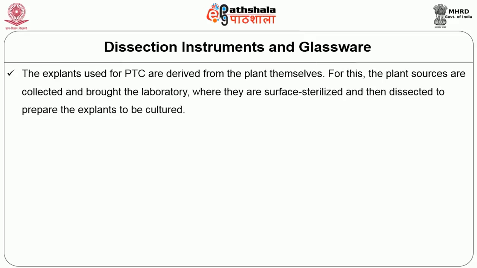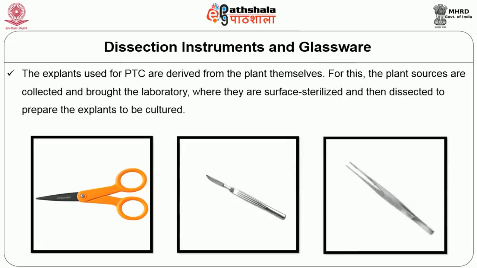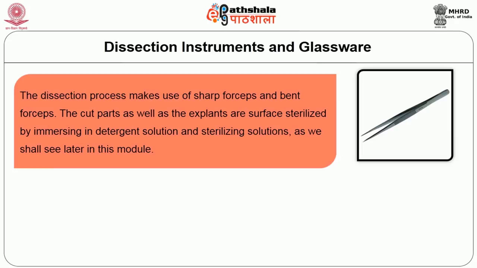For this purpose, specific dissection instruments like scissors, scalpels, and forceps are needed. The dissection process makes use of sharp forceps and bent forceps. The cut parts as well as the explants are surface sterilized by immersing in detergent solution and sterilizing solutions, as we shall see later in this module.